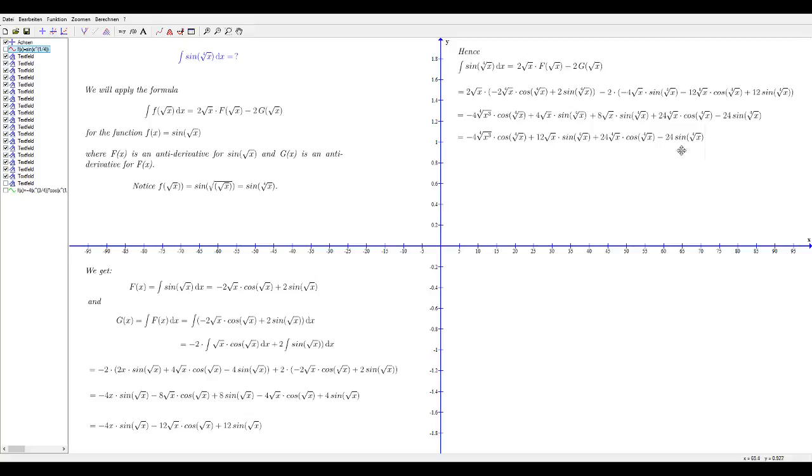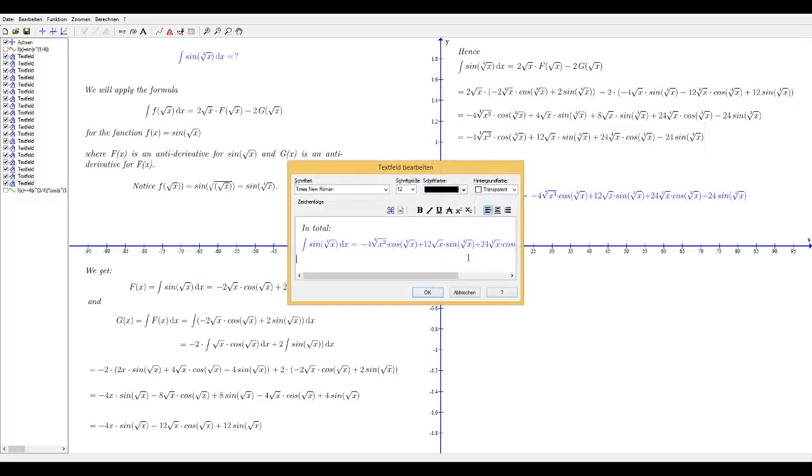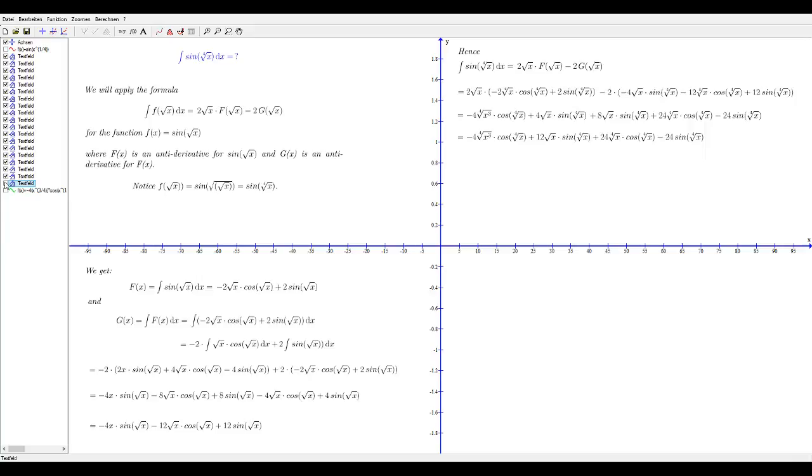It's this huge thing here, and if we add all of this together, then we get that the integral of the sine of the fourth root of x is simply the last line that we get here, and that was minus 4 times the fourth root of x to the third times cosine of the fourth root of x plus 12 square root of x times sine fourth root of x plus 24 times the fourth root of x times cosine of the fourth root of x minus 24 times the sine of the fourth root of x.